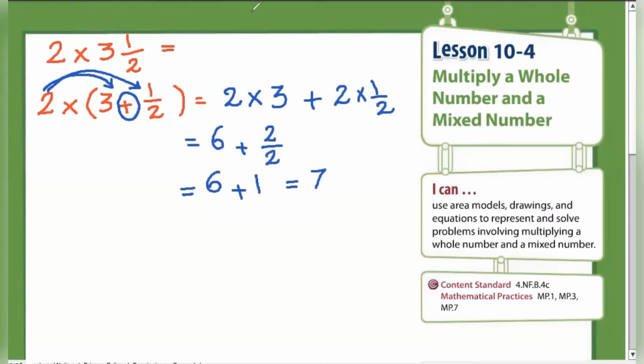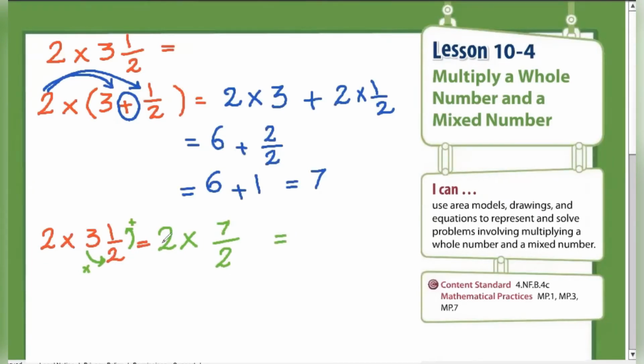Do I have another way? Yes, teacher. I will write the problem here. 2 times 3 and 1 out of 2 equals, I will convert the mixed number into an improper fraction. How? Keep the denominator as it is, which is 2. 3 times 2 equals 6 and 1 more equals 7.